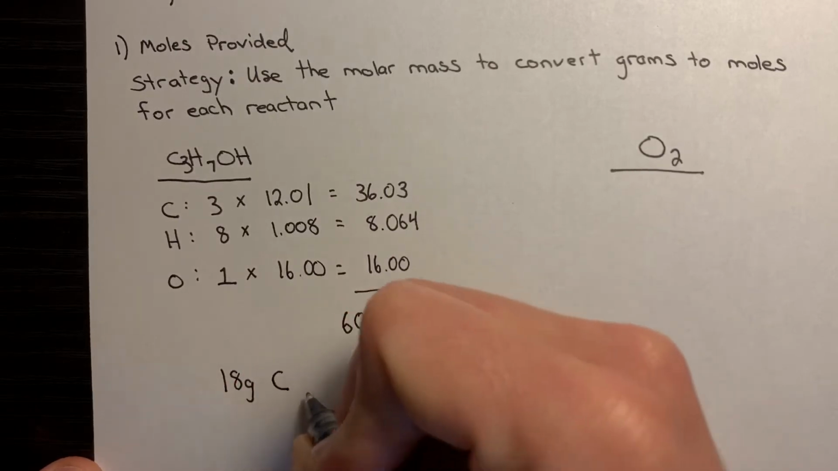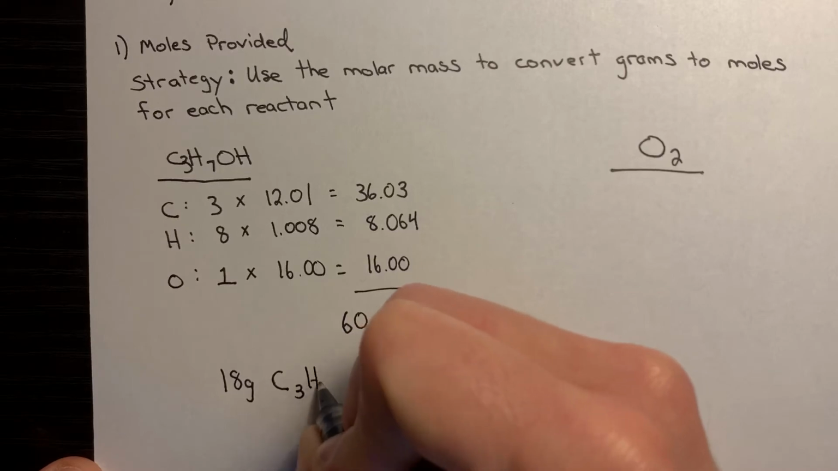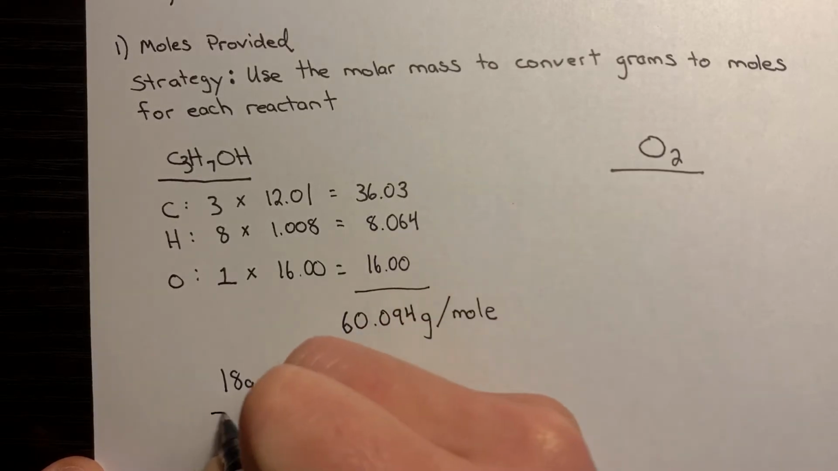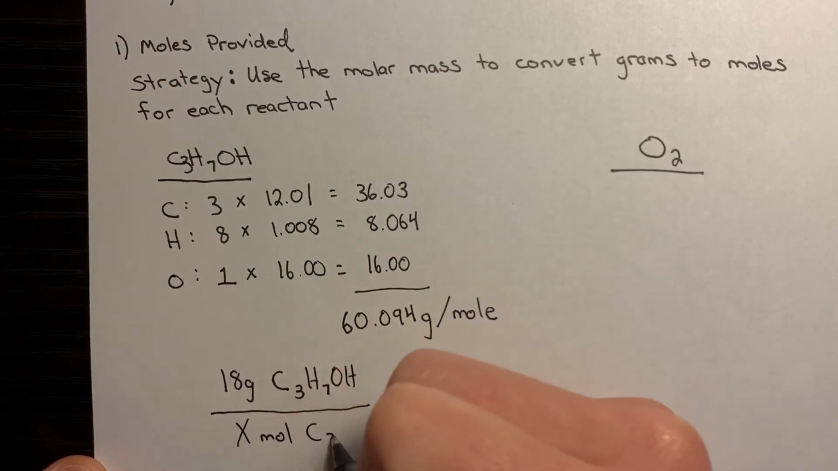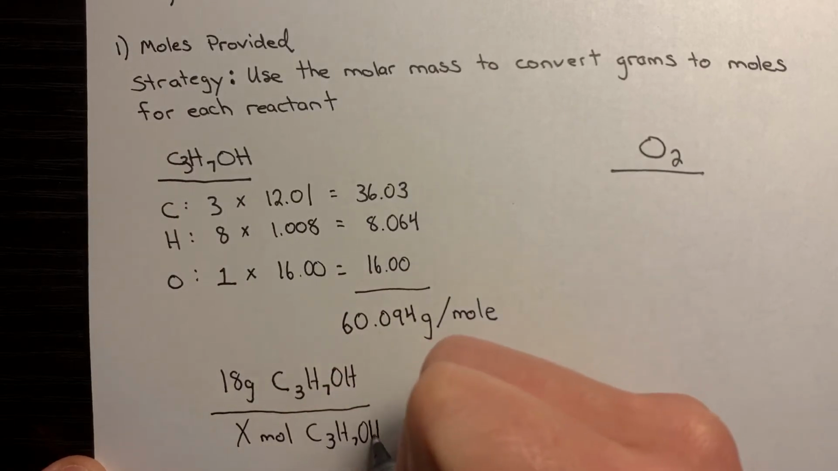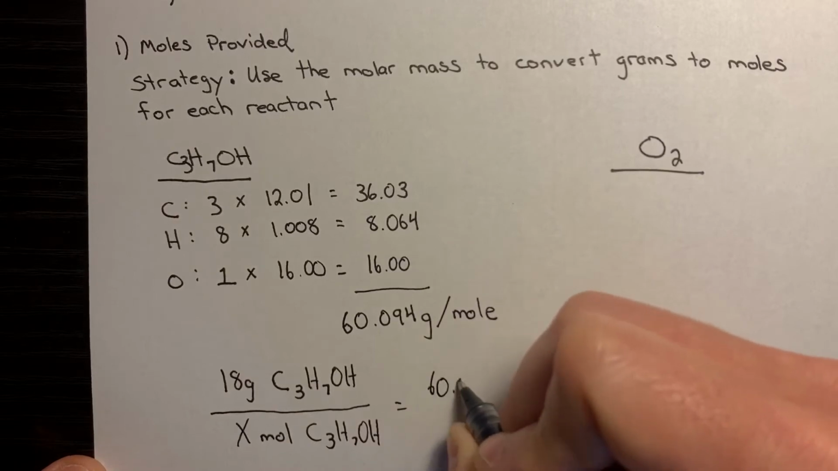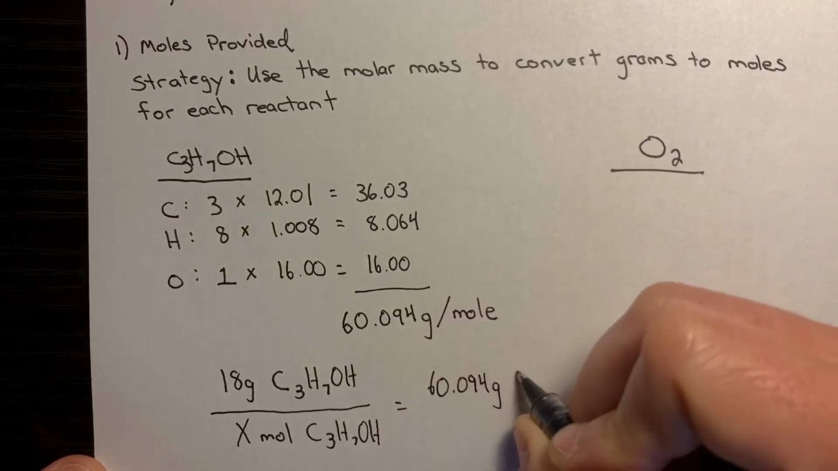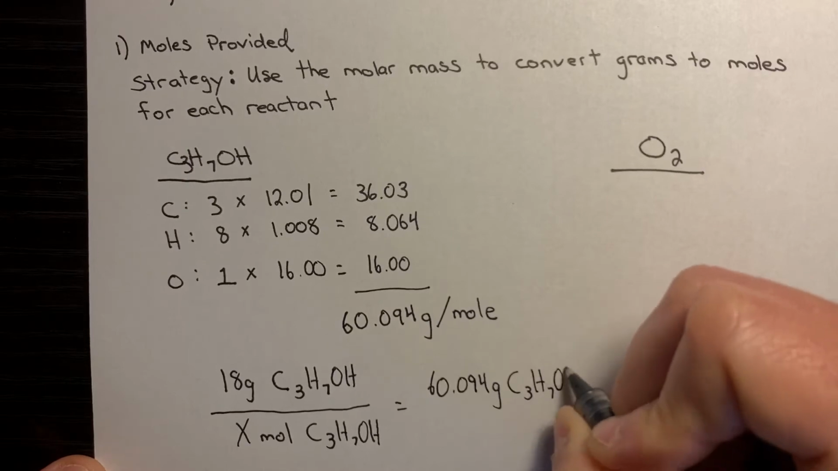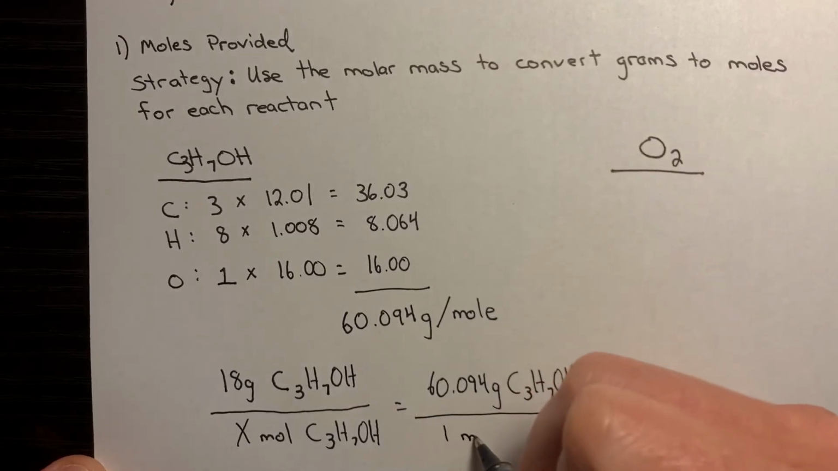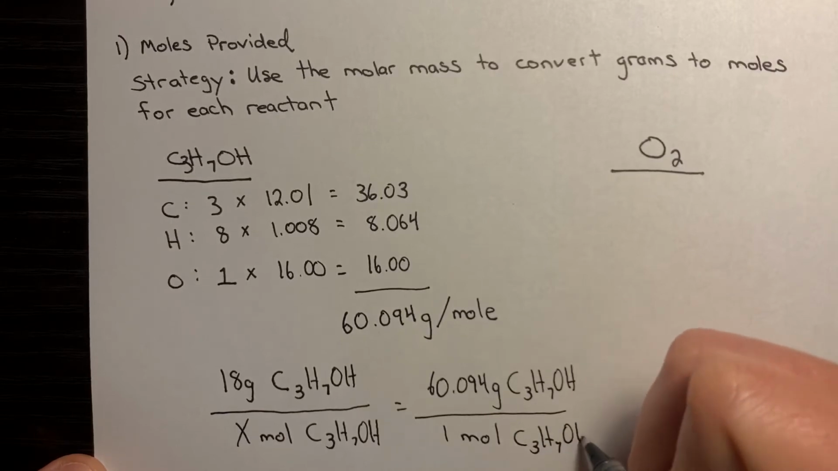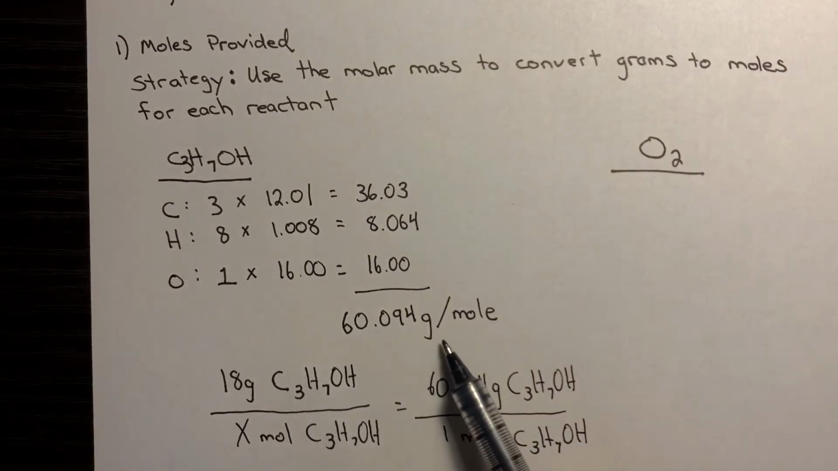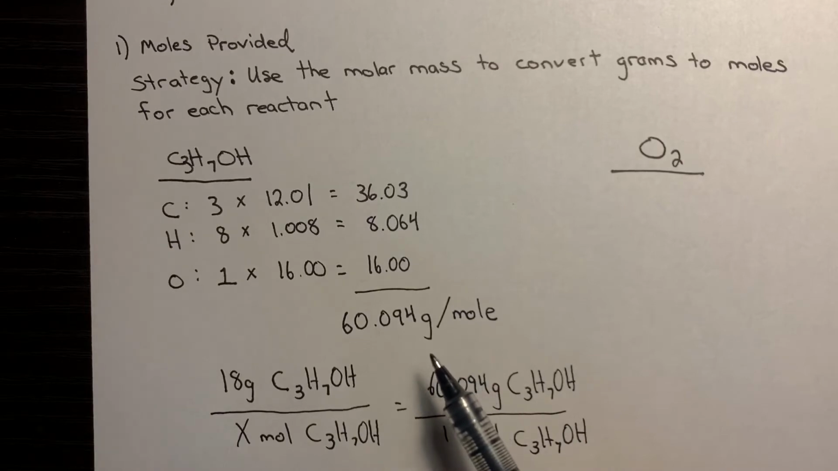of the 2-propanol, so the C3H7OH. I'm trying to figure out how many moles that actually is. And I know that if I have 60.094 grams of that same molecule, that is going to be equivalent to 1 mole. Again, that's what the molar mass actually tells me. It is how many grams per 1 mole. Normally, we just don't write that as far as our units go. We don't write grams per 1 mole. We just say grams per mole, and it's implied.